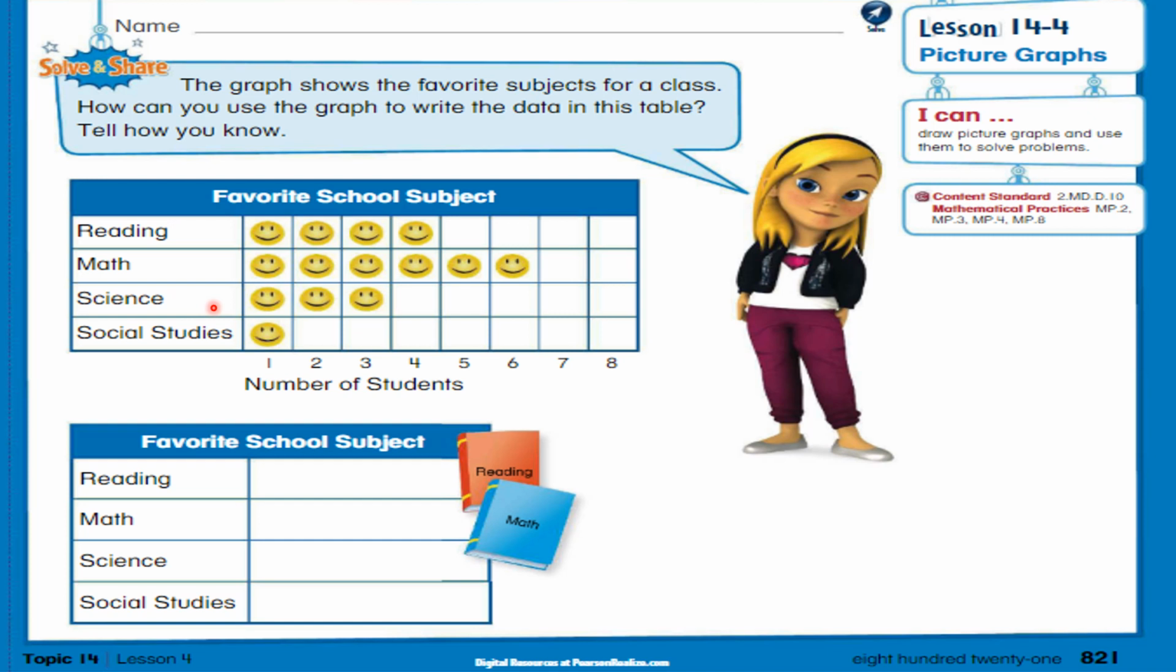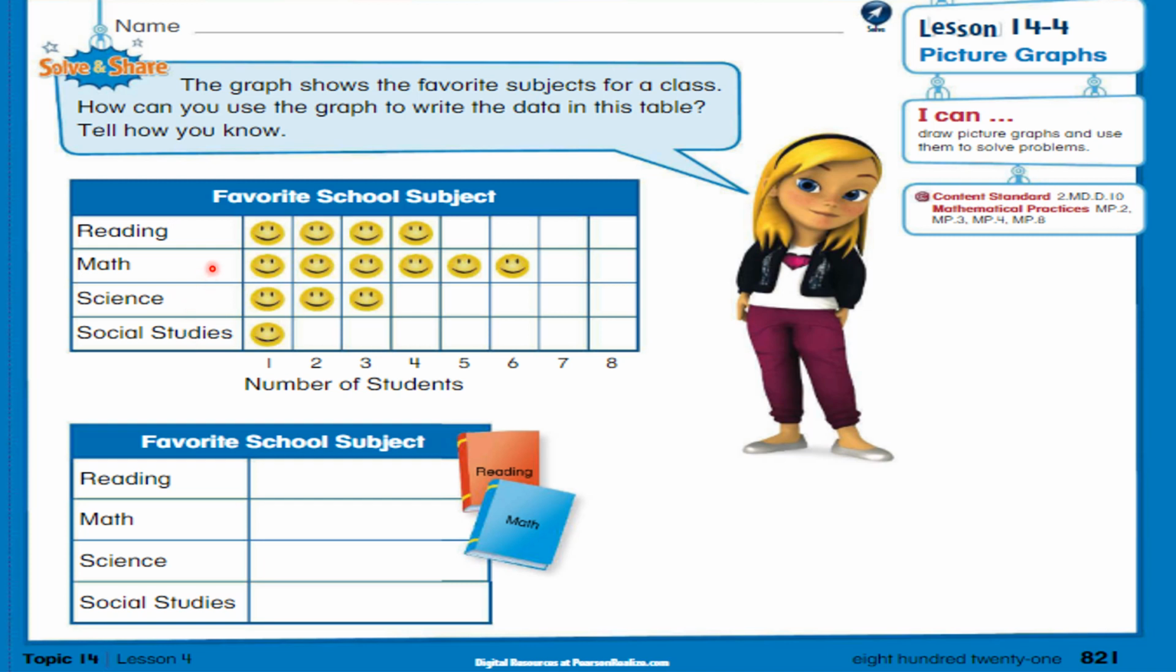So quickly tell me, what is the title of this picture graph? This graph is about what? Excellent. The title is Favorite School Subject. Now, what are the labels? What are the subjects? Excellent. Reading, math, science, and social studies.